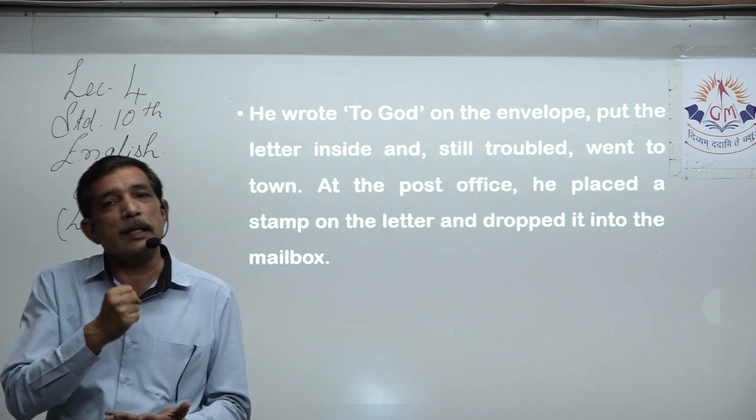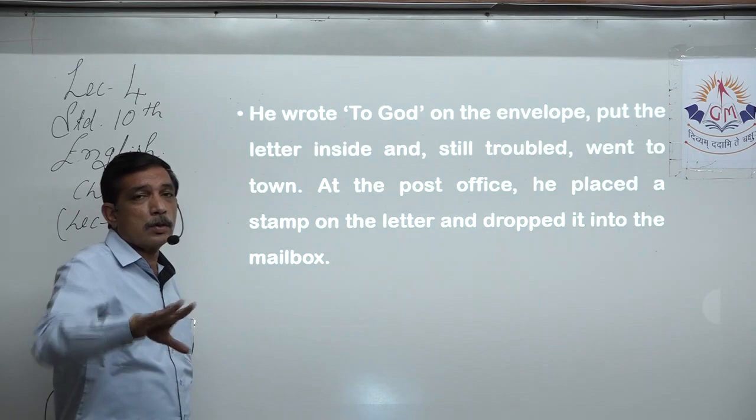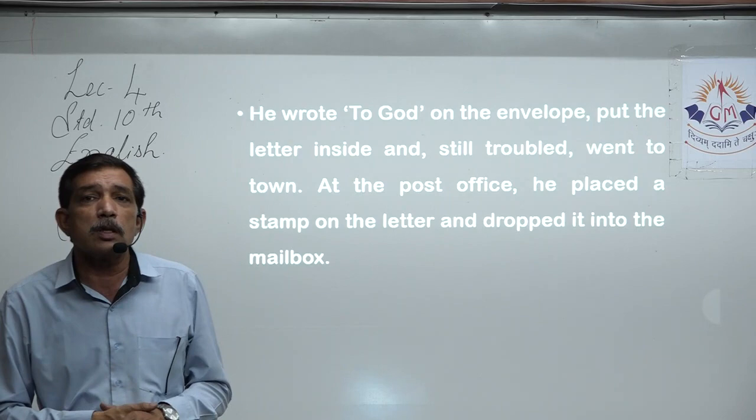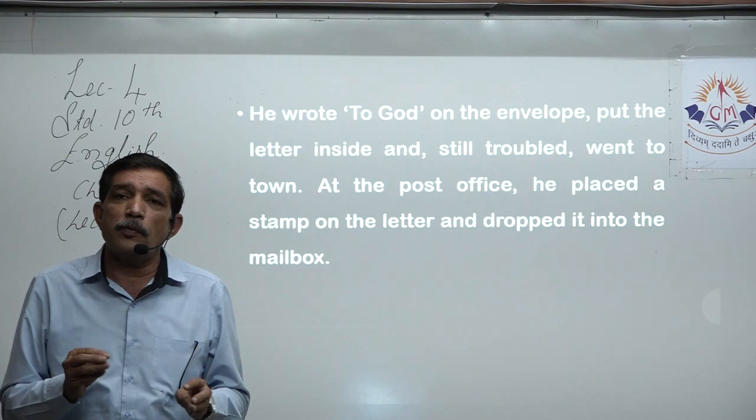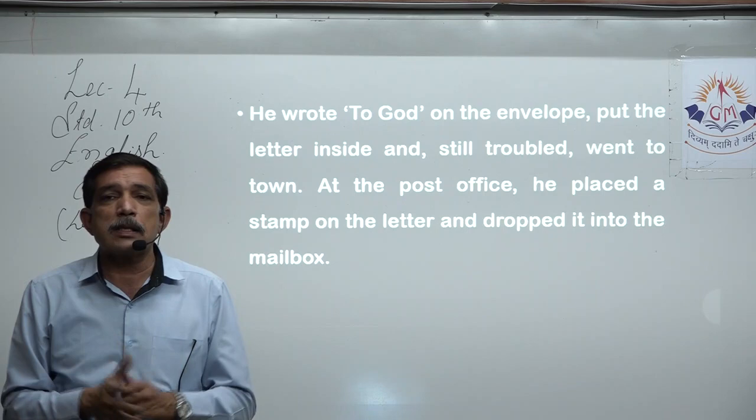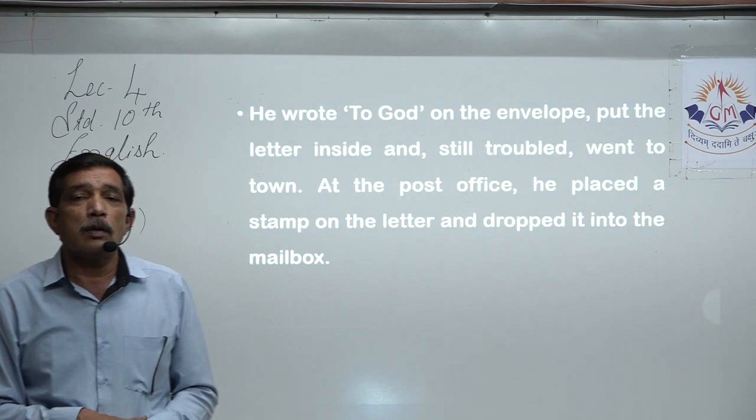So stamp on the letter and dropped it into the mailbox. Mailbox is that red colored, green colored. Nowadays we have color codes. Otherwise, in the earlier days, it was just a red color letterbox or a mailbox. You drop that letter inside. At the end of the day, or the timings are set, the post office employee will come over there. The lower part of the mailbox will be locked.